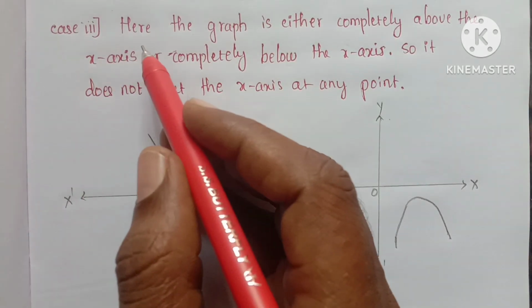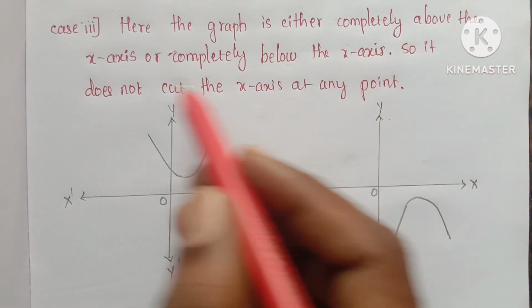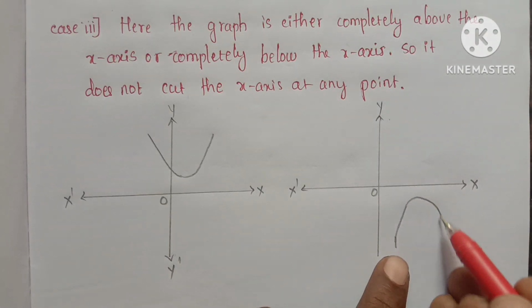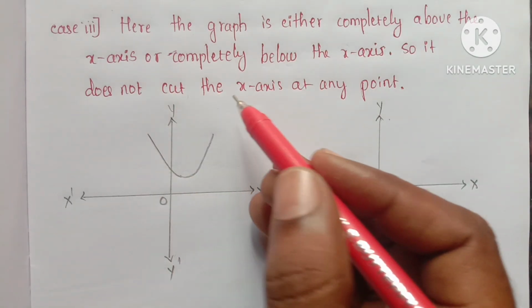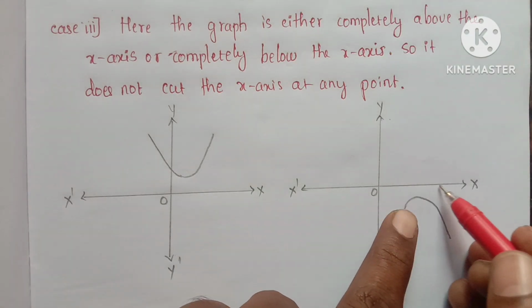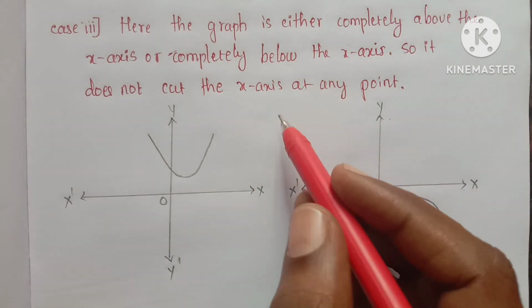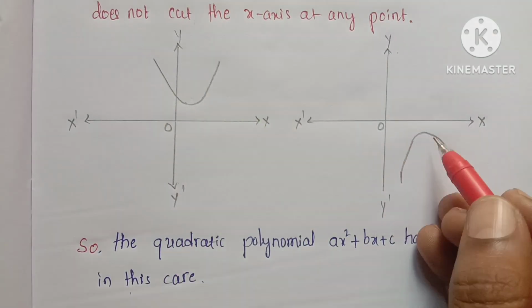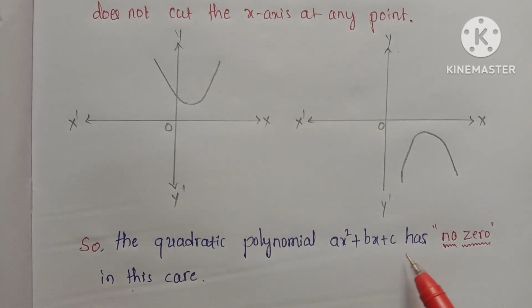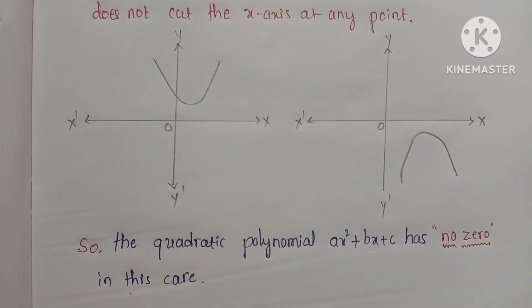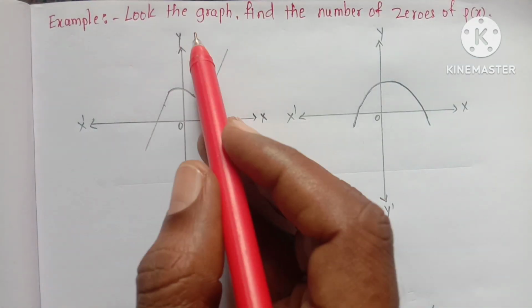Now we will observe case 3. Here the graph is either completely above the x-axis, see here, or completely below the x-axis. This means the parabola comes under the x-axis. So it does not cut the x-axis at any point. The parabola line will not touch the x-axis, so the quadratic polynomial ax square plus bx plus c has no zeros in this case. Now let us see how zeros of a polynomial work in some examples.